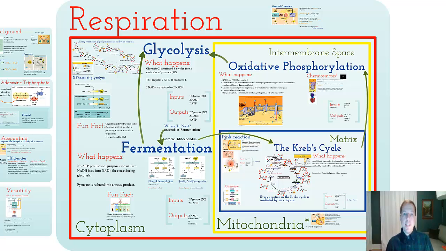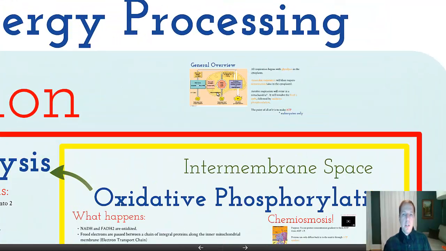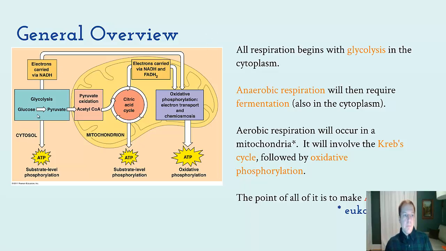Now the actual process itself. This red square represents the cell. Everything in red is going to be in the cytoplasm. What's in yellow is going to be the process happening within the mitochondria. So we're going to start with looking at just a general overview of what's happening. We're going to have a process called glycolysis, which is happening out in the cytoplasm, and all respiration begins there.